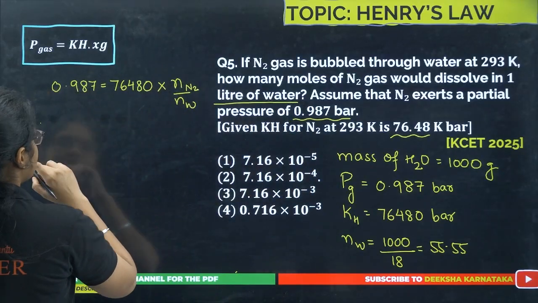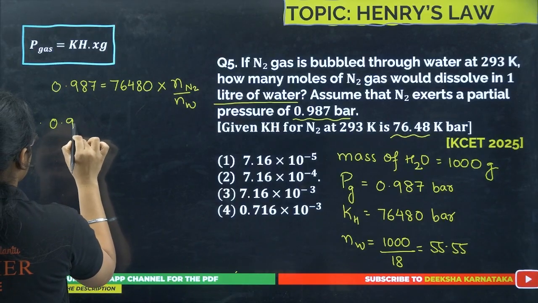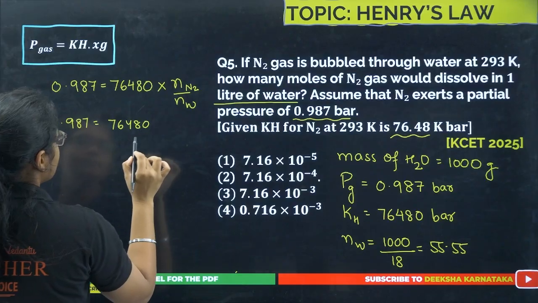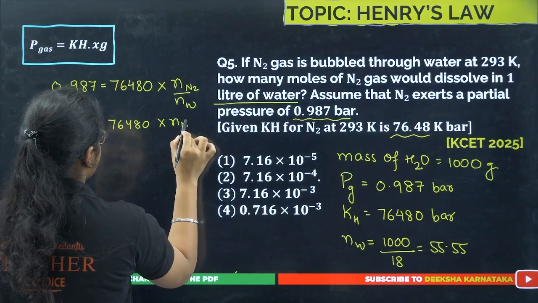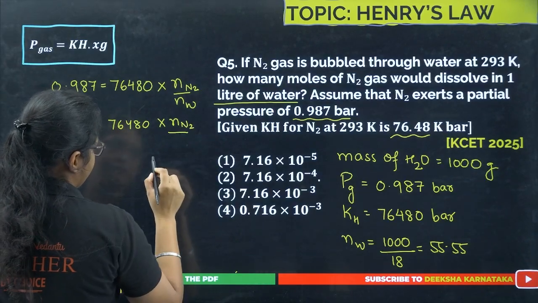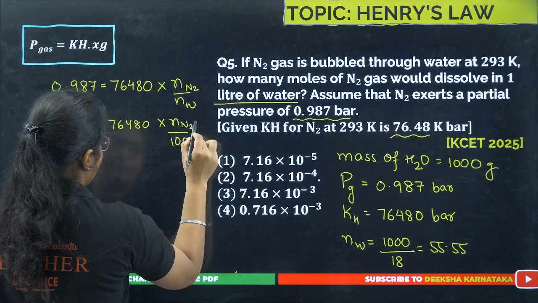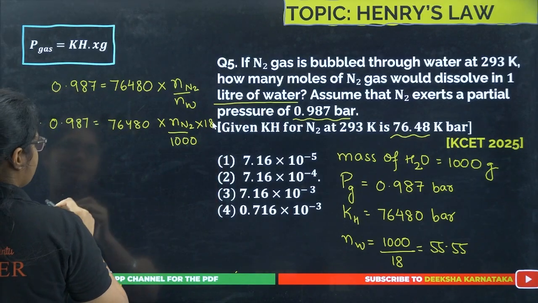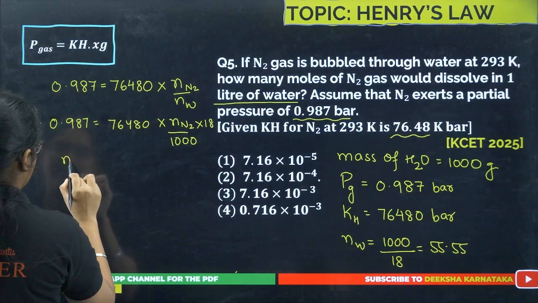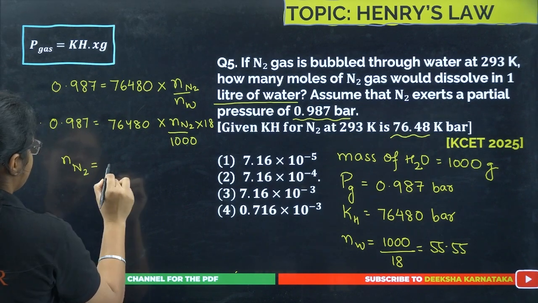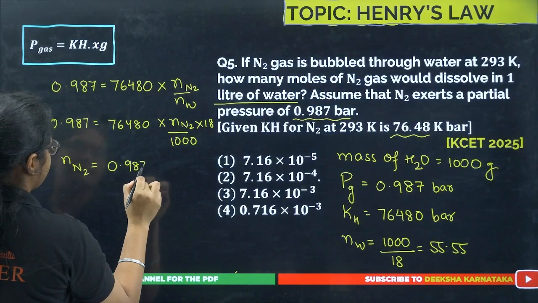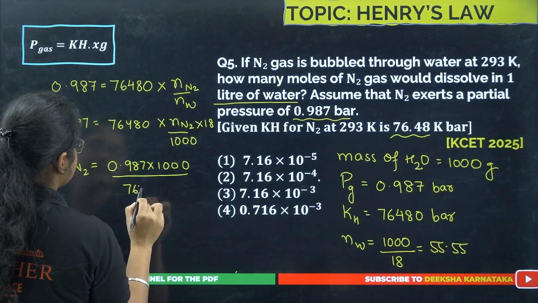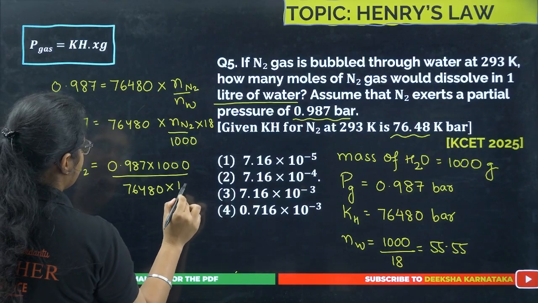Let's see. So I have 0.987 divided by 76480 into number of moles of N2. Then I have 1000 by 18. So I'm getting N2 here. Now let me solve this for N2. I will get 0.987 into 1000, divided by 76480 into 18.